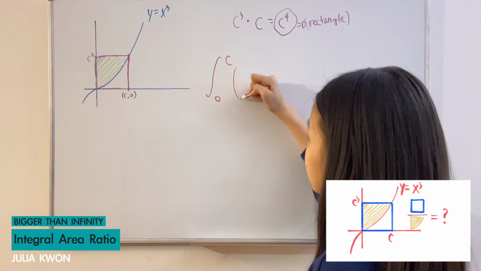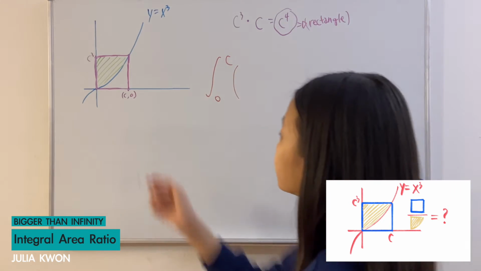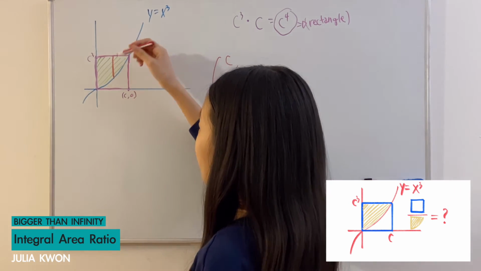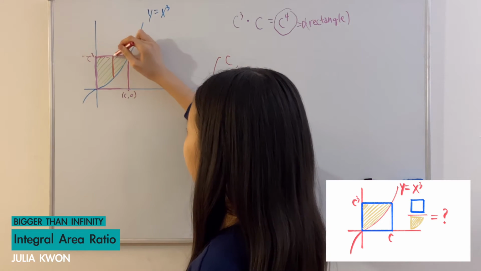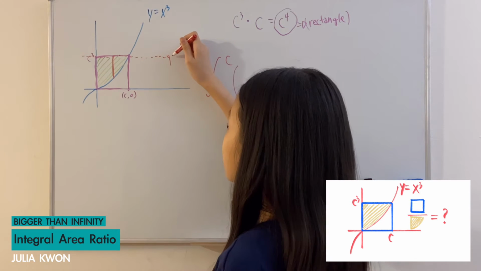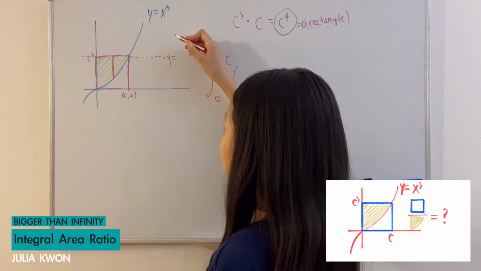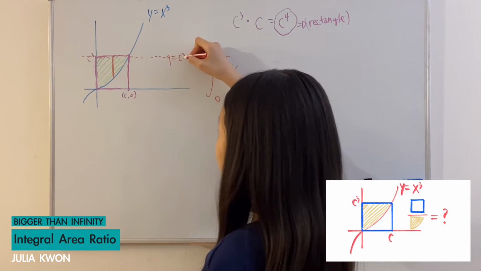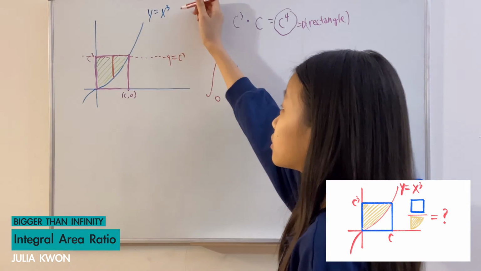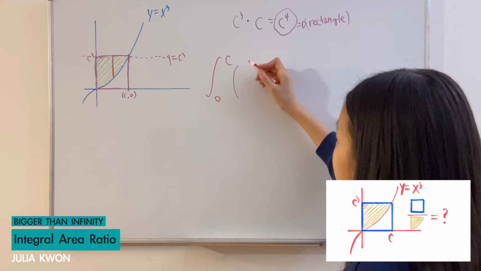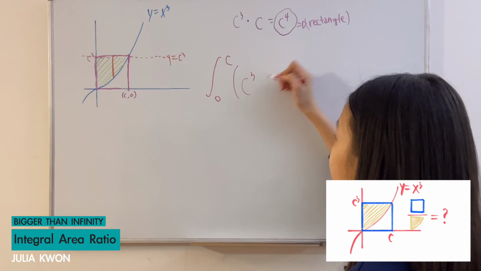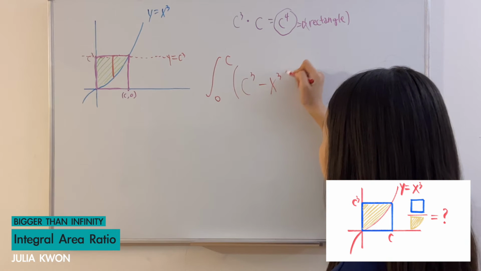And inside the integral, we would have top minus bottom. We can think of the top part as the line y is equal to c cubed, and the bottom part is y is equal to x cubed. So we can subtract these two: c to the power of 3 minus x to the power of 3.